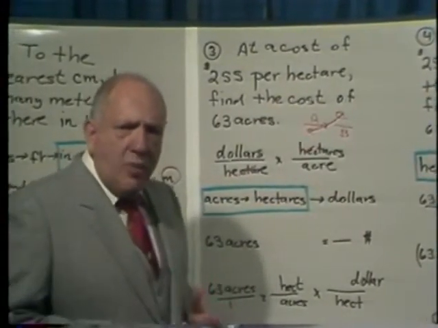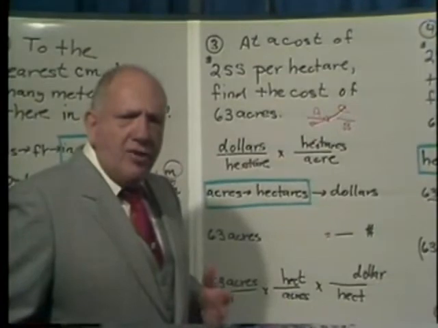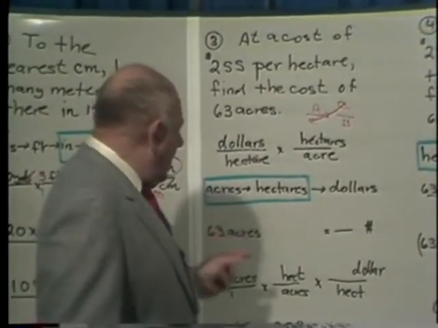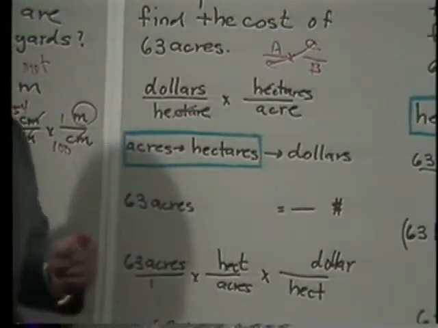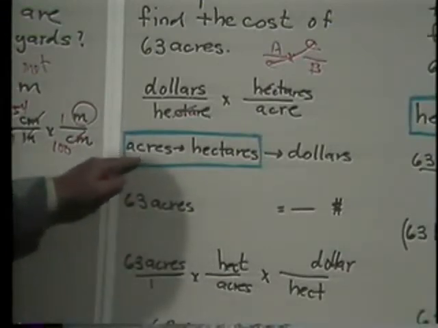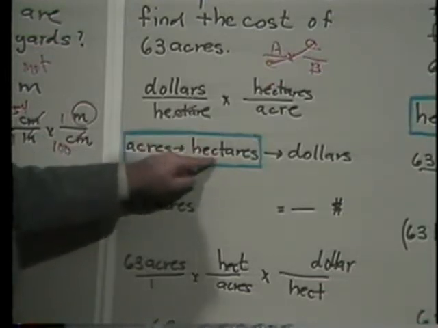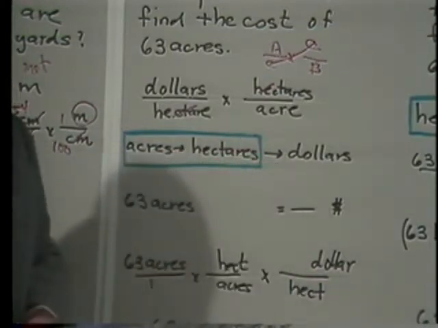That's the common sense way of doing this stuff, and I'm trying to show you you don't have to rely on dimensional analysis, but basically, if you don't mind the dimensional analysis approach, what you're saying is, I'm going to take acres, which I'm thinking in terms of, convert that into hectares, then knowing the relationship between hectares and dollars, I'll convert hectares to dollars.